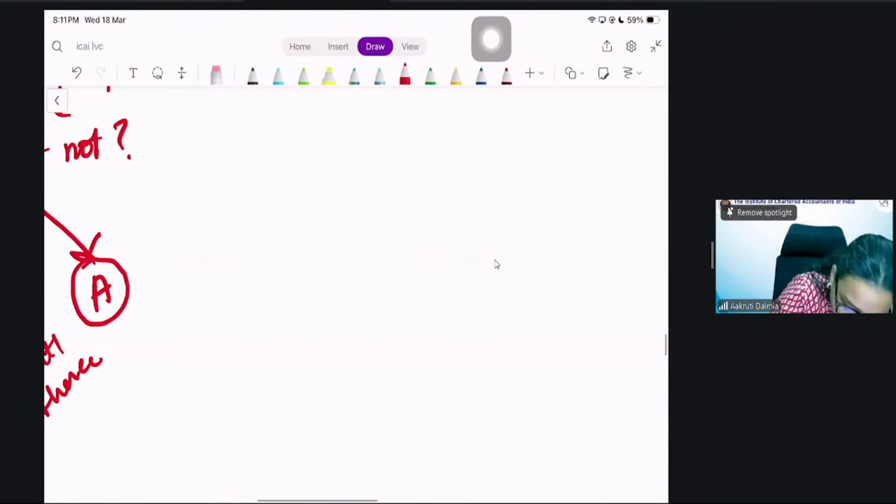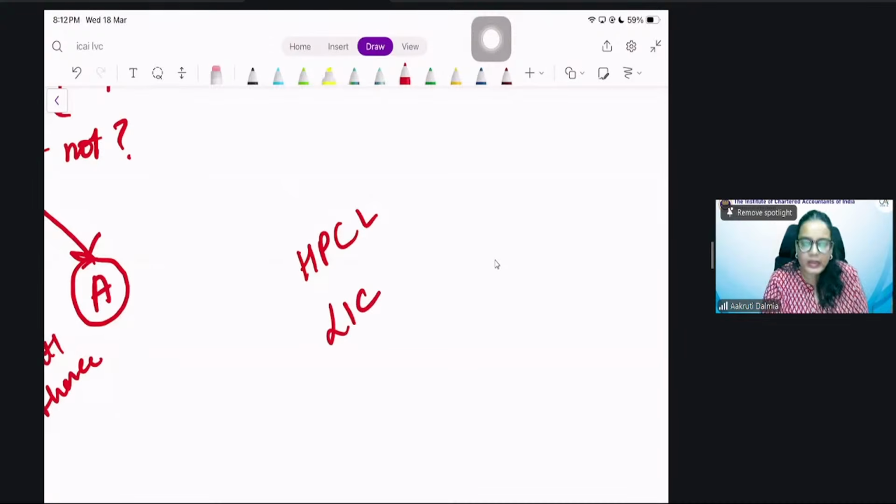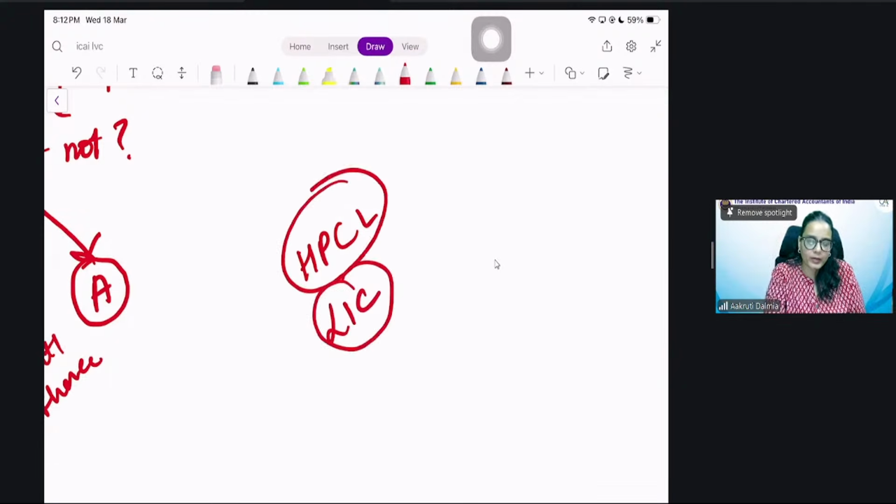Let's say everyone understands Hindustan Petroleum, HPCL, okay, and LIC. Are both run by central government? Are both government companies? So do they automatically become related party? Do they automatically become related party?